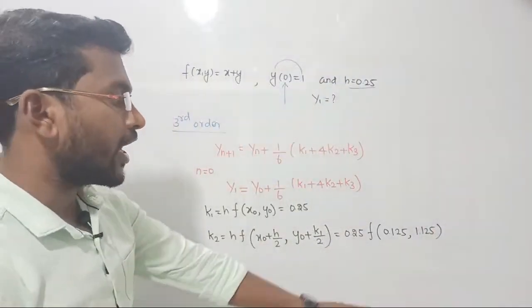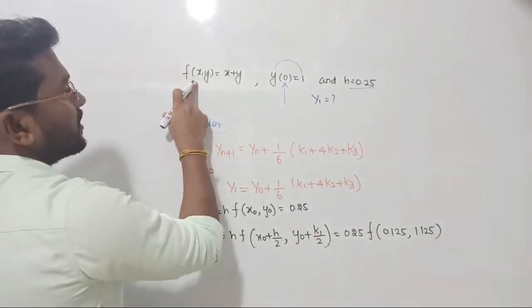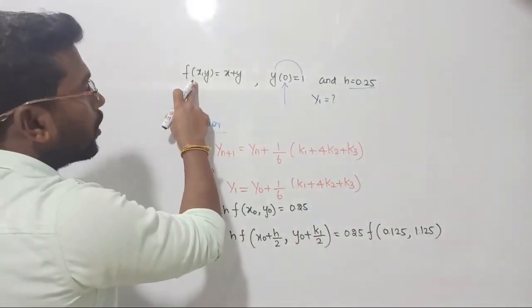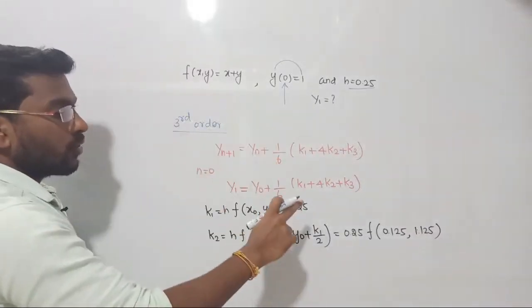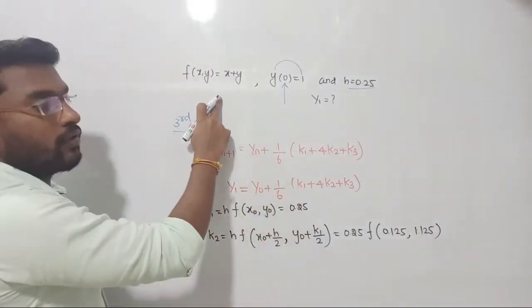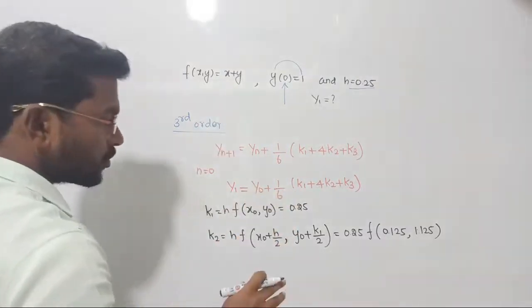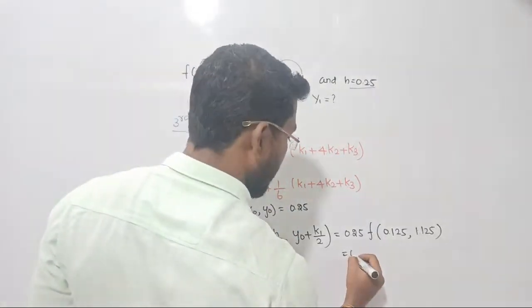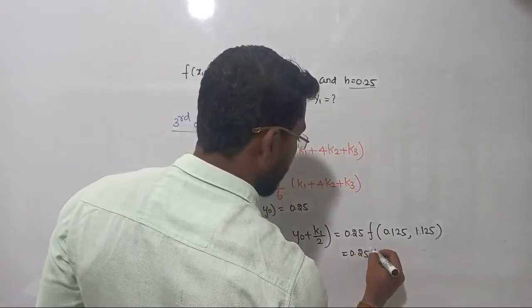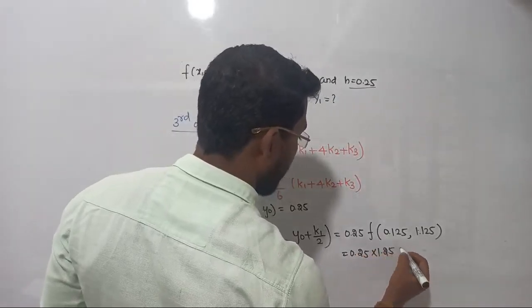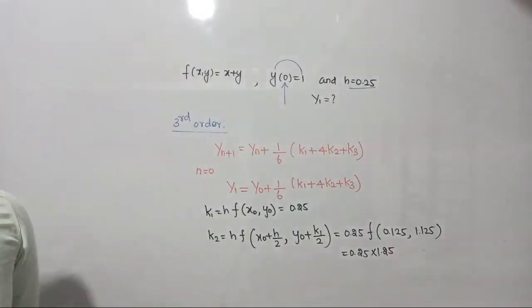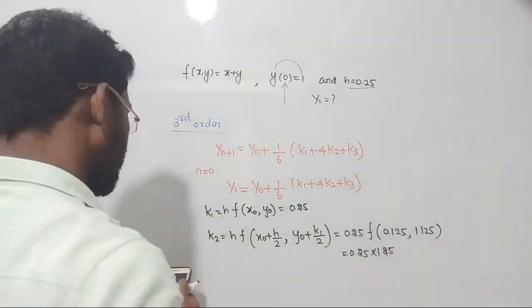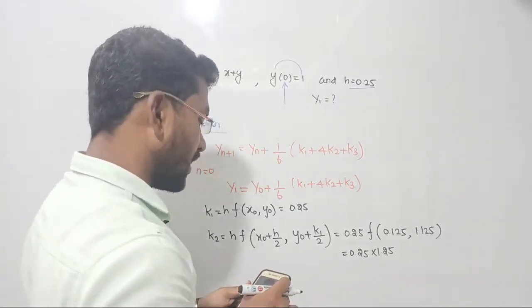1.125. Again, if I substitute, for x we have to substitute 0.125, for y we have to substitute 1.125, such that 0.125 plus 1.125 will become 1.25, right? So for this function you are going to get 0.25 into 1.25 only. Again, you are going to get the same value, right? Anyway, let's keep the calculator with us in order to avoid mistakes. Let me open the calculator.